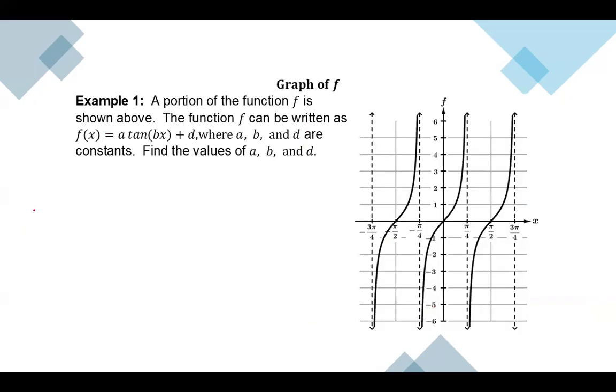All right, so example one here. We have this tangent function, and it says that the function f can be written in terms of a tan of b of x plus d, where a, b, and d are constants. Find the values of a, b, and d, okay? So we got to find our a, our b, and our d.